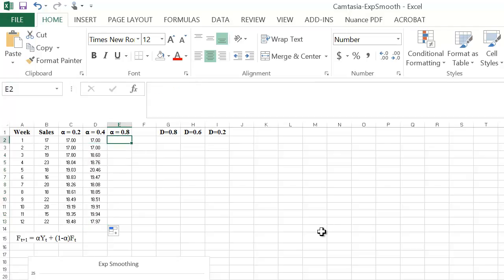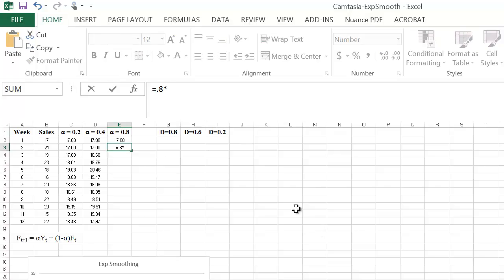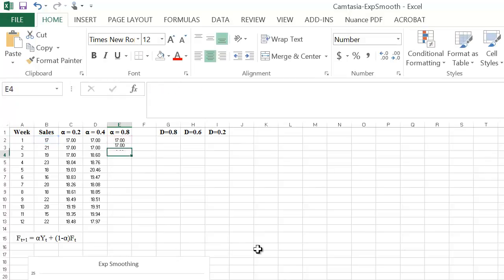Similarly, if I use a weighting of 0.8 for the most recent observation, my starting point once again is 17 for period 1. My forecast for period 2 would be 0.8 times the actual value of sales in period 1 plus 0.2, which is 1 minus 0.8, multiplied by the value that I forecast for period 1. And I copy this formula down for all the different cells. And here you have 3 different forecasts based on 3 different weights.